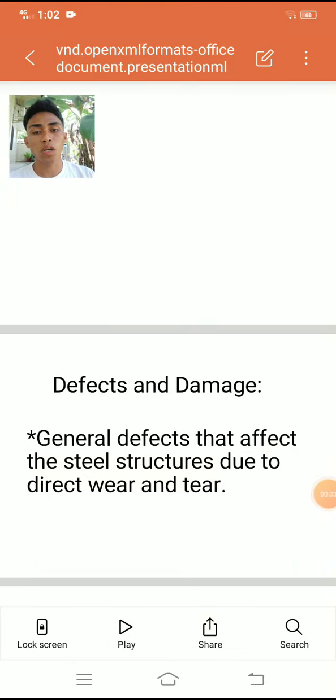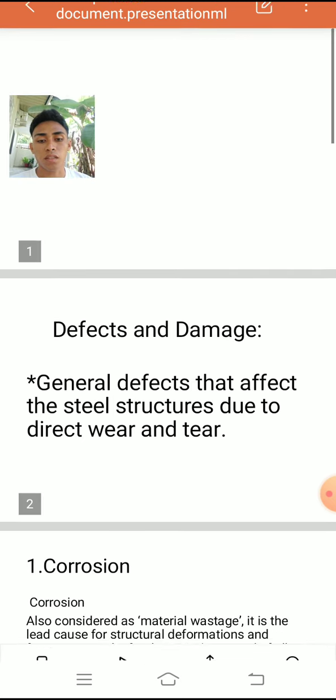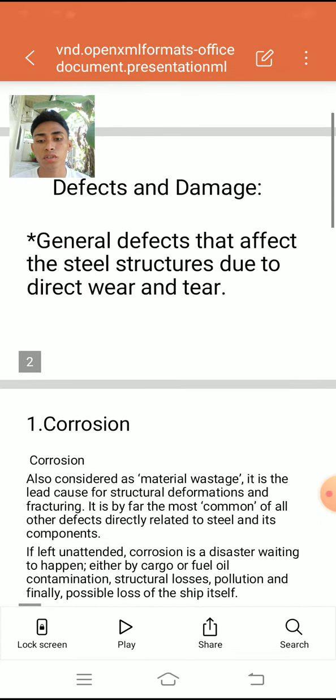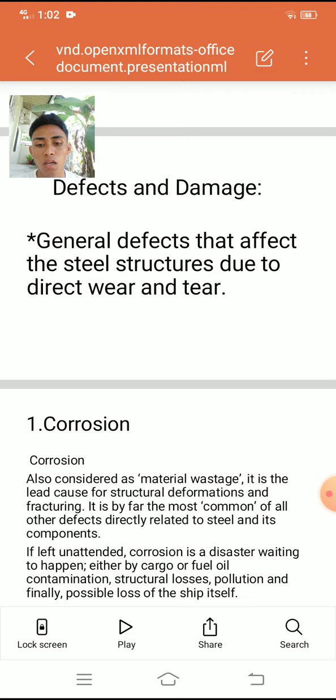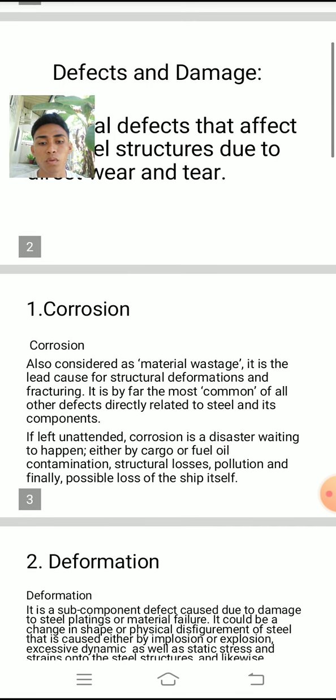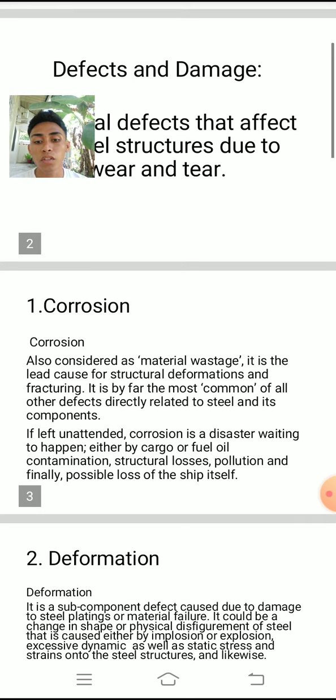For this video, I'm going to answer the defects and damages, or the general defects, that affect ship structures due to direct wear and tear. Number one is corrosion. Corrosion, also considered as material wastage, is the lead cause for structural deformations and fracturing. It is by far the most common of all other defects directly related to steel and its components.